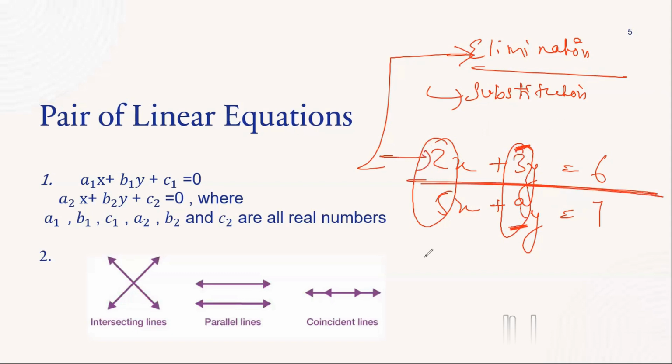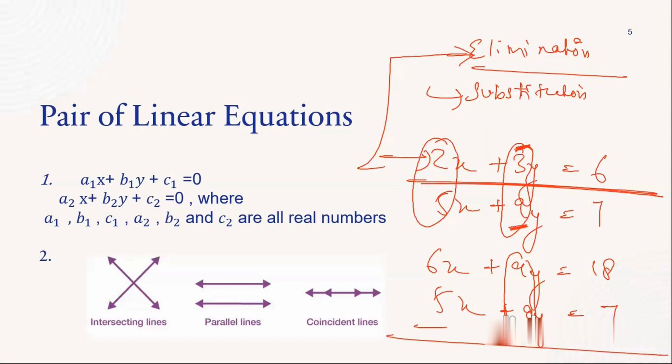So this equation will become 6x plus 9y is equal to 18. And the lower equation stays the same. Now you can clearly see that these two values, 9y and 9y, have become the same. Now you can eliminate them by changing the sign of the lower equation. Always remember, you will change the sign of the lower equation.